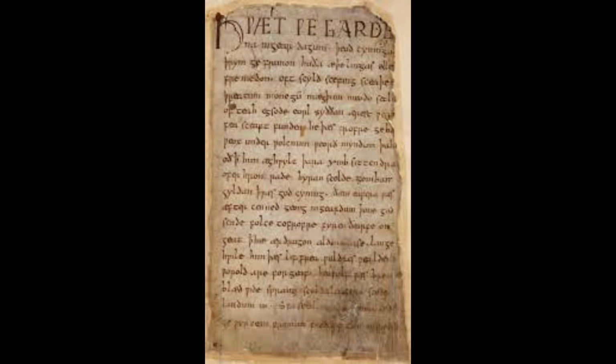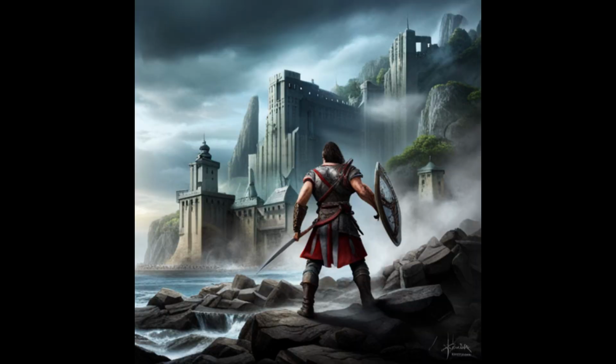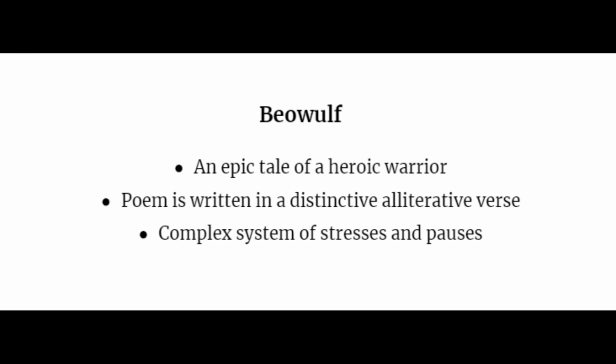Epic poetry is the most notable literary form of the Old English period, with the most famous example being the epic poem Beowulf. This poem is an epic tale of a heroic warrior who battles against a series of supernatural monsters and dragons. The poem is written in a distinctive alliterative verse, with a complex system of stresses and pauses, making it difficult to translate into modern English.